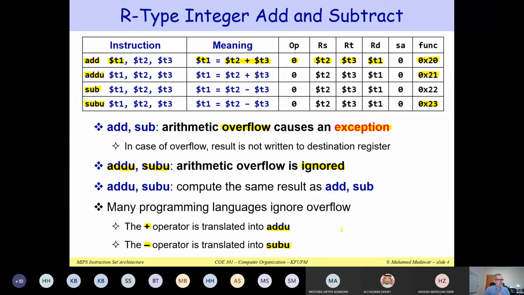So the only difference between add and addu is whether you care about overflow or you don't care about overflow. If you would like to ignore overflow, use addu. If you would like to detect overflow, use the add instruction, and of course the subtract.